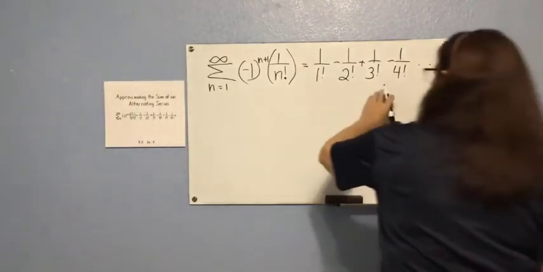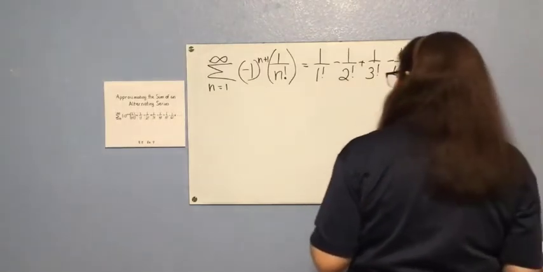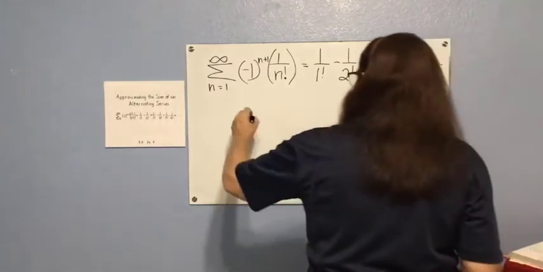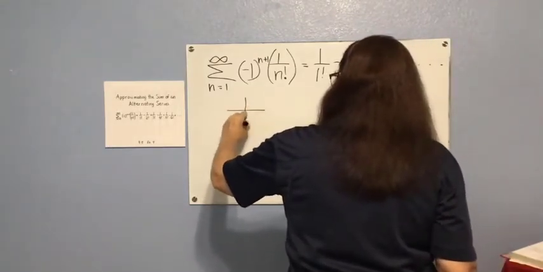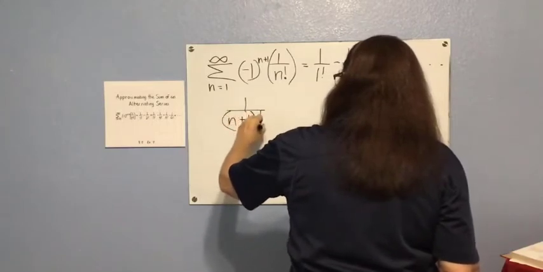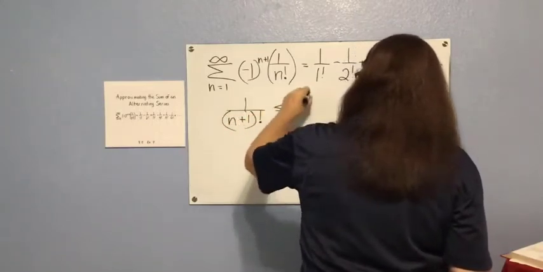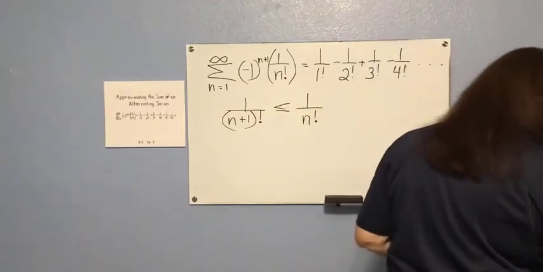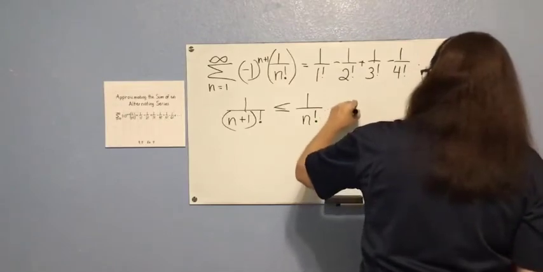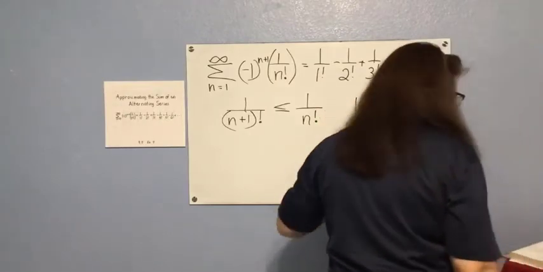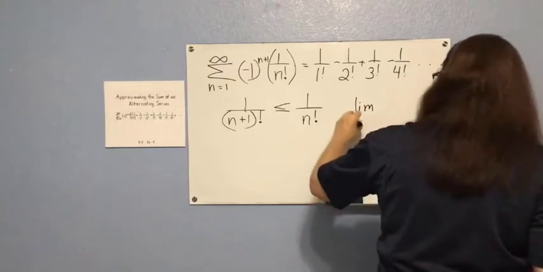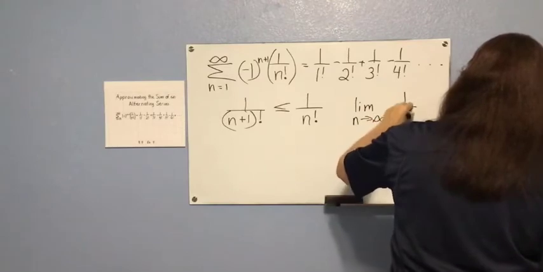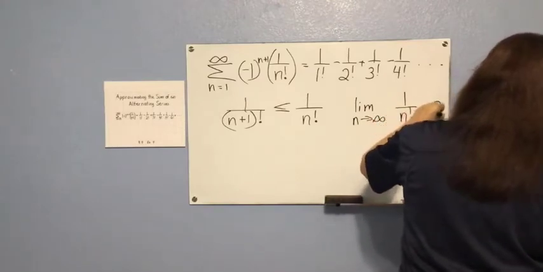Okay, we know that this series converges by the alternating series test because I've got 1 over n plus 1 factorial, which is always less than or equal to 1 over n factorial. And the limit as n goes to infinity of 1 over n factorial is 0.